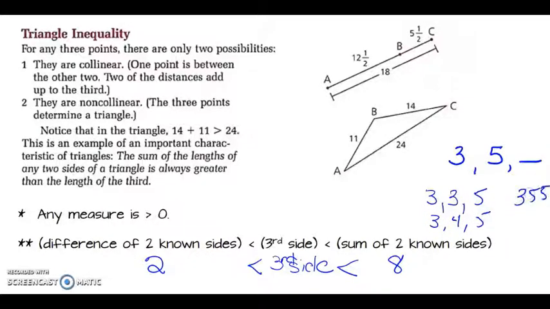3, 5 and 5, 3, 6 and 5, or 3, 7 and 5. But I can't have a 3, 2, 5 or a 3, 8, 5. It has to be between 2 and 8. So 2 and 8 are the restrictions on the third side.